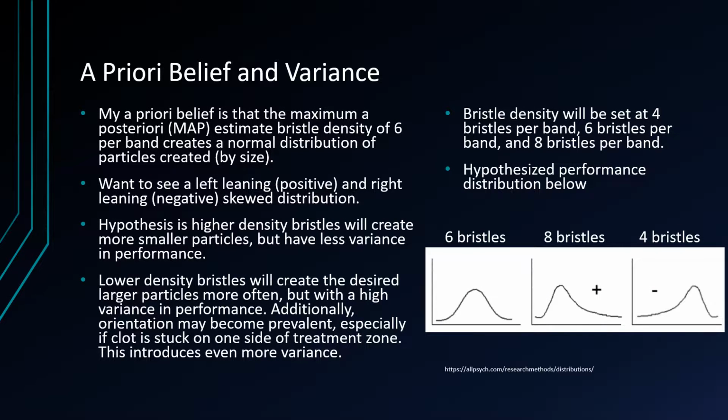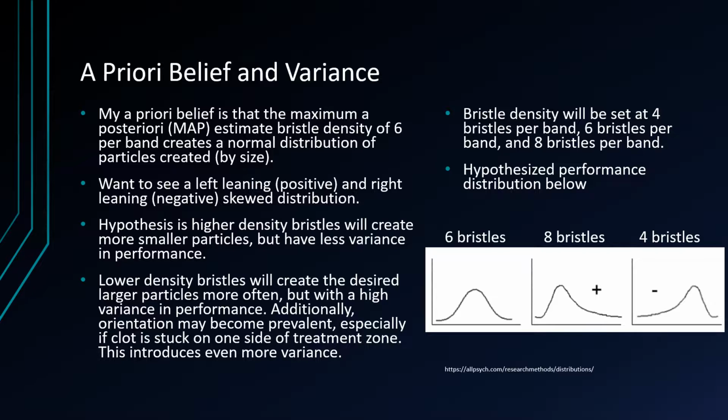Now, my a priori belief in variance. My a priori belief is that the maximum a posteriori, or MAP, estimate bristle density of about 6 per band creates a normal distribution of particles created by size. We want to see a left-leaning or positively skewed, as well as a right-leaning or negatively skewed distribution.